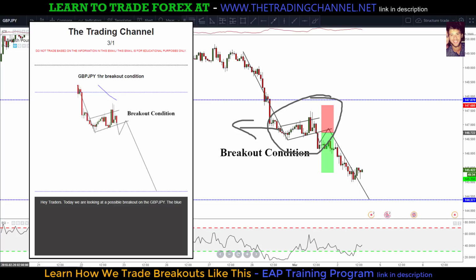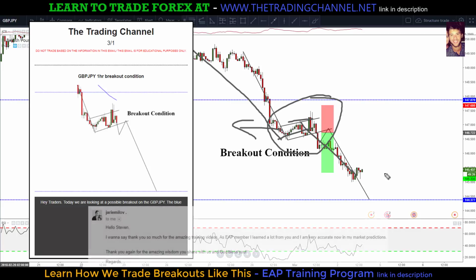But here we were also coming out of an RSI divergence situation. We were actually coming out of an overbought condition, pushing down, flagging out here, and then pushing down even further.